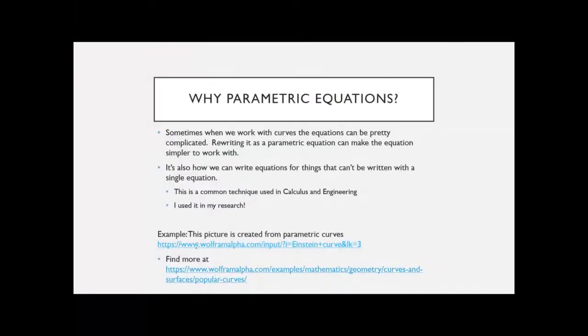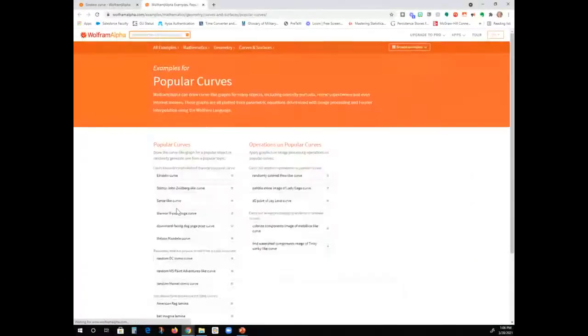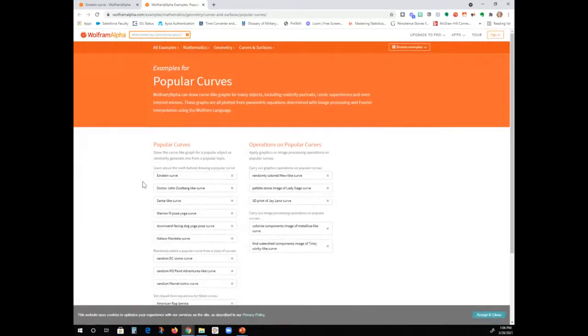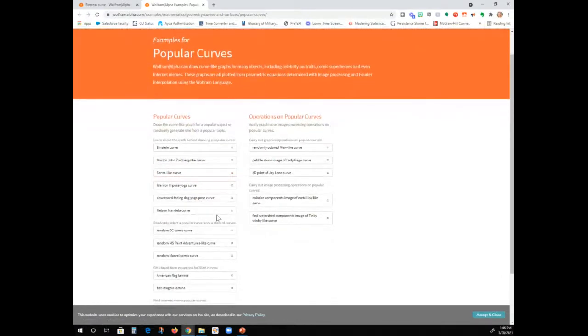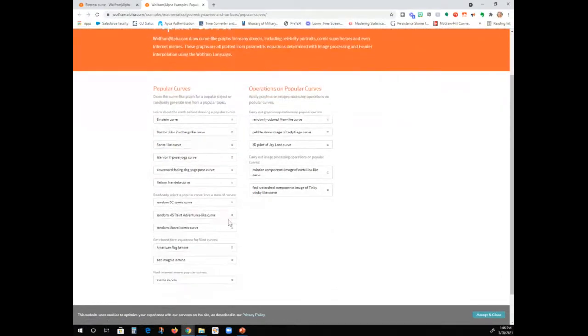This other link has a whole bunch of them. There's the Einstein one, there's Santa, Nelson Mandela. I know there's a Batman curve. Yeah, you've got the Batman one right here. There's one of Psy, the Korean guy who did Gangnam Style, that was several years ago. So there's one of him. There are all these different curves made from parametric equations. It's like this little thing that you can really go crazy with.